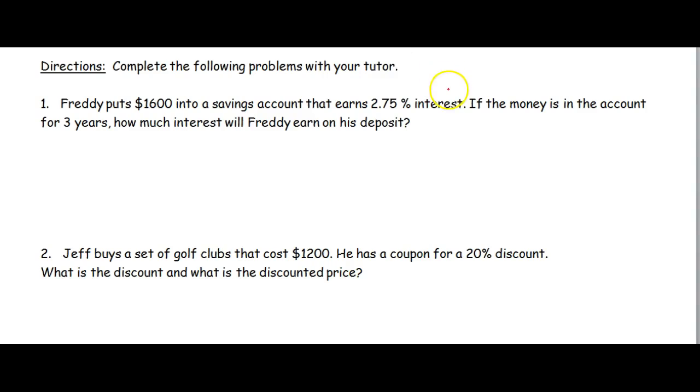Before we get started, the one thing I want you to know: anytime you're calculating with percents, you must convert it to a decimal. Okay, that's very, very important.